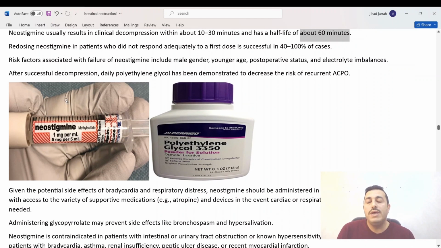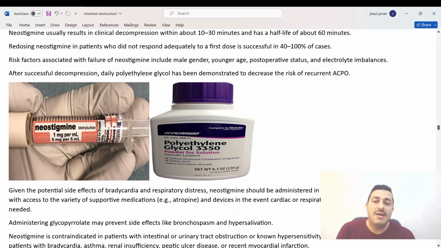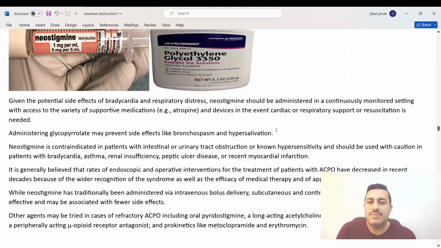Okay, we have successful decompression. Proceed please to daily polyethylene glycol. Here is the neostigmine, here is the polyethylene glycol. Studies show that it can decrease the risk of recurrent acute colonic pseudo-obstruction.